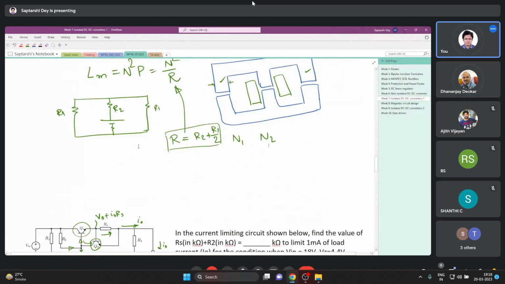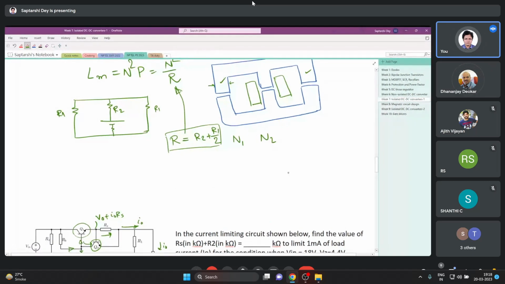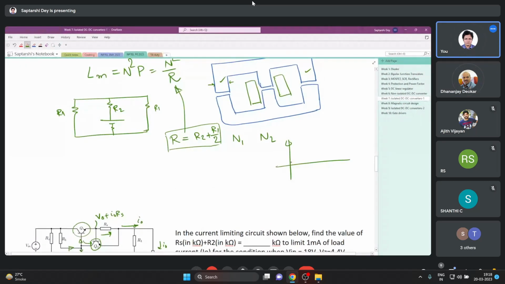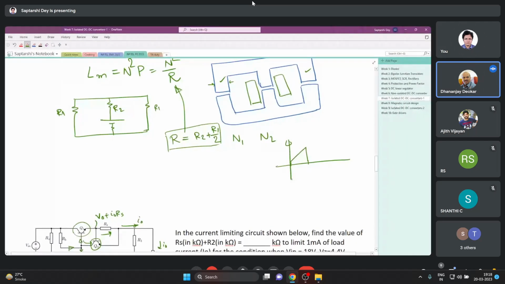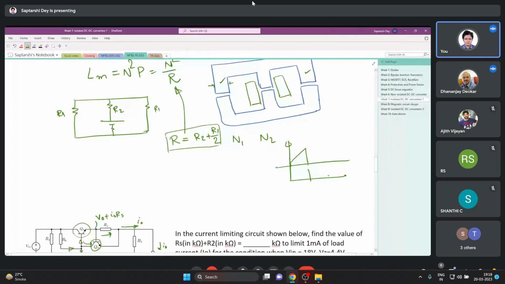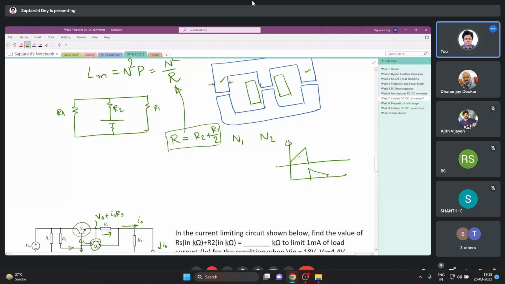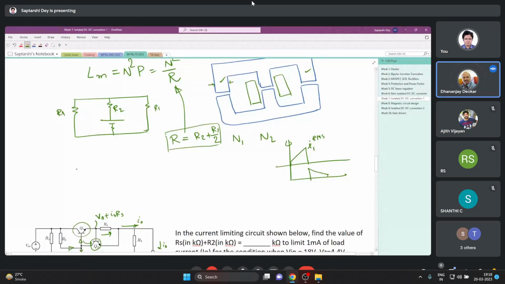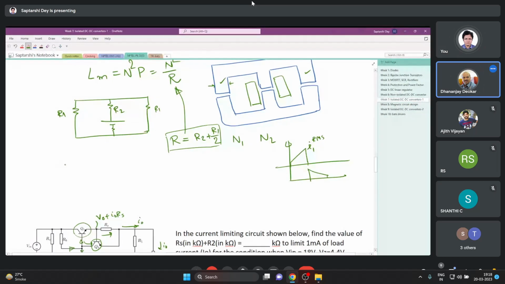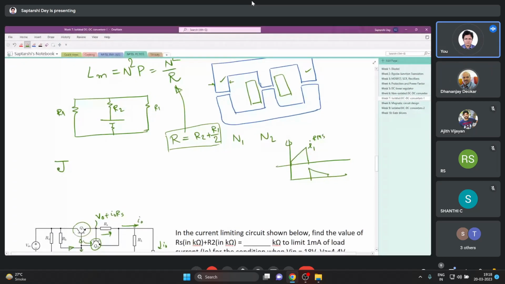How to do that? My primary current looks like this. My secondary current looks like this. So I have a primary current RMS. I can find out the RMS value of the primary current. Okay. Now the next step is the current density J.